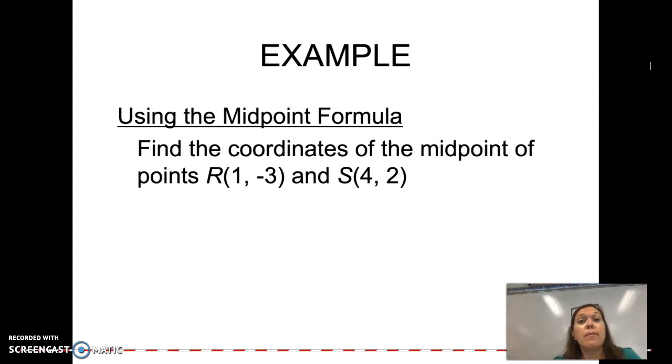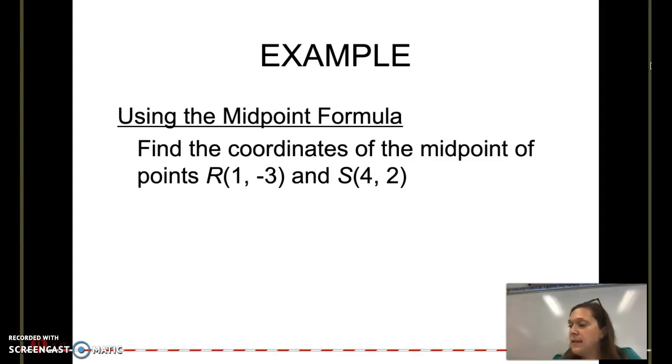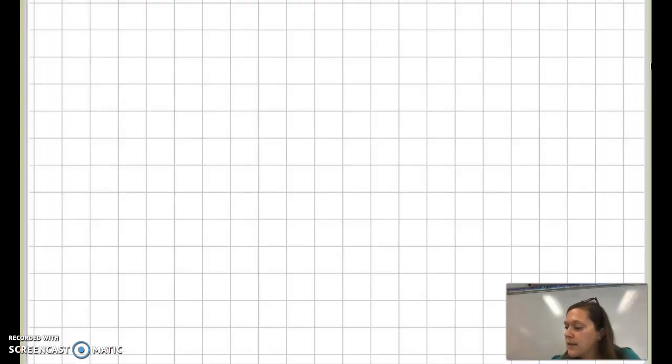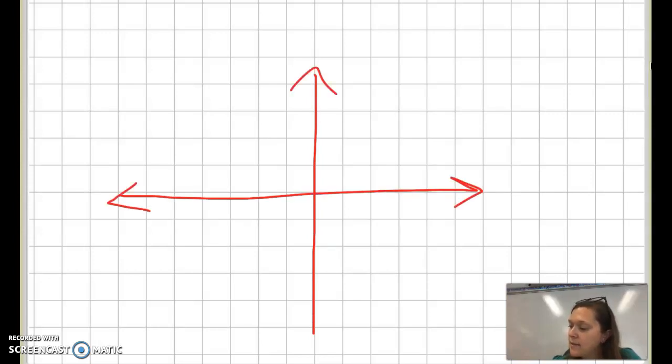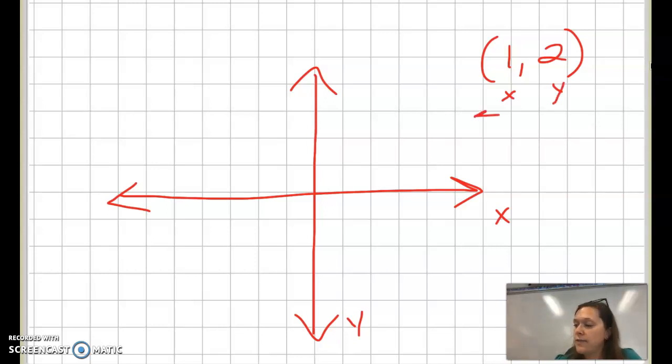So remember graphing on a coordinate plane. If I need to graph, I know this is not your notes, just watch. Here's a coordinate plane. Here's your y-axis, here's your x-axis. Quick refresher of plotting points. Let's say if I had to plot point (1, 2). Remember, this is your x, this is your y. This is your x movement, so this is your left or right movement, this is your up or down movement.